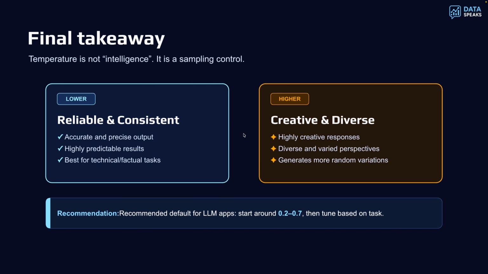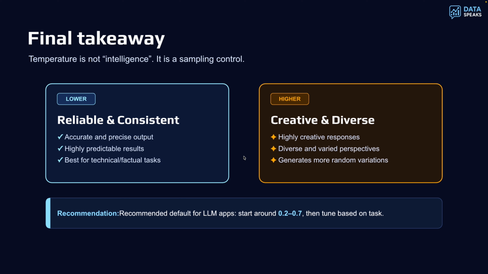You might want to use a higher temperature value for highly creative responses, and also when you want diverse and varied perspectives, different angles in the responses every time, even though you're asking the same question, and it generates very random variations of the responses.